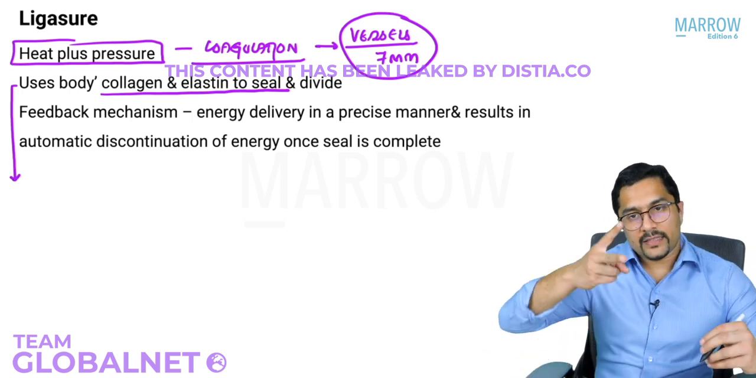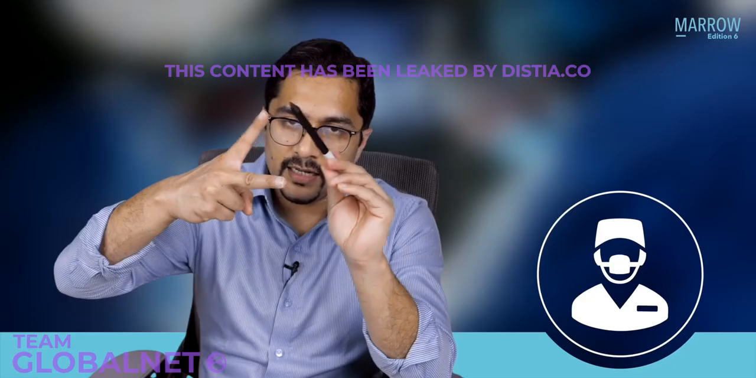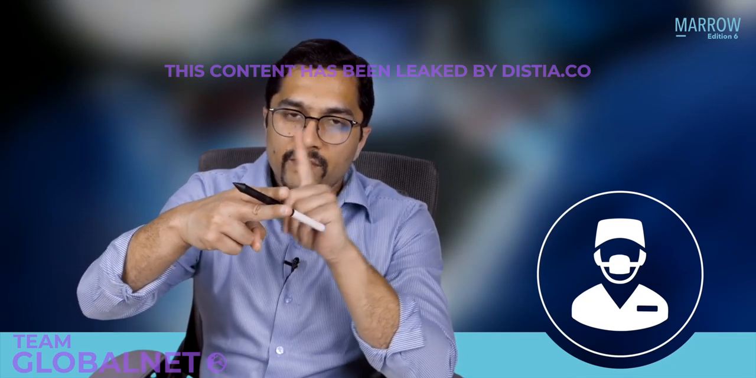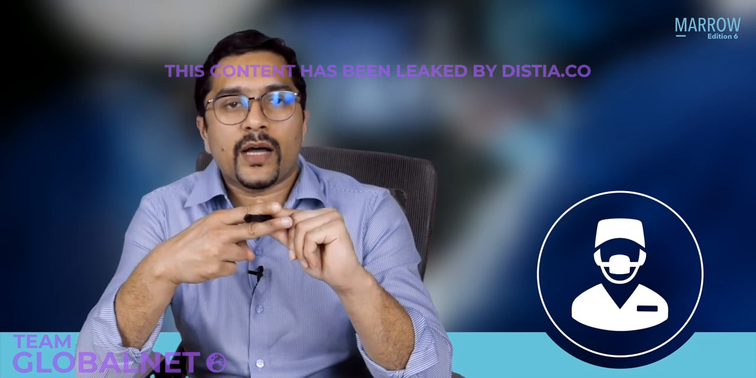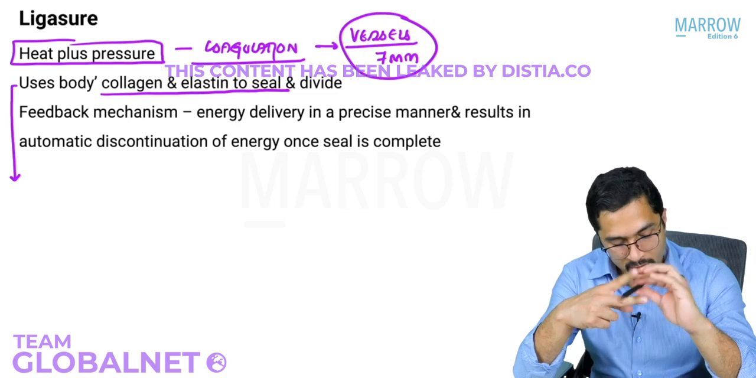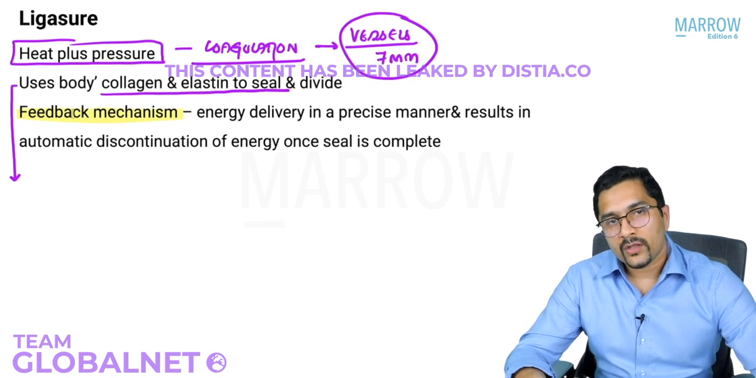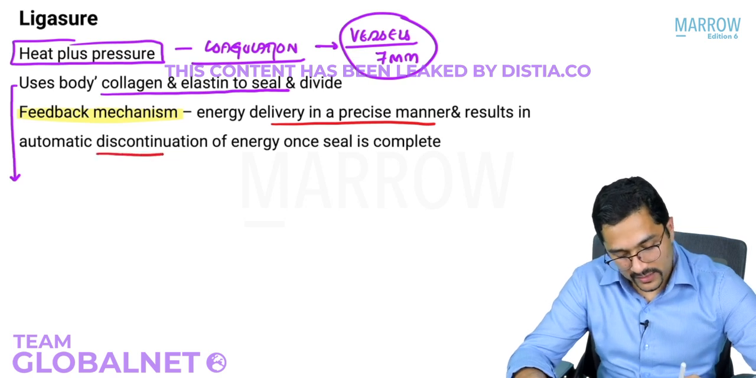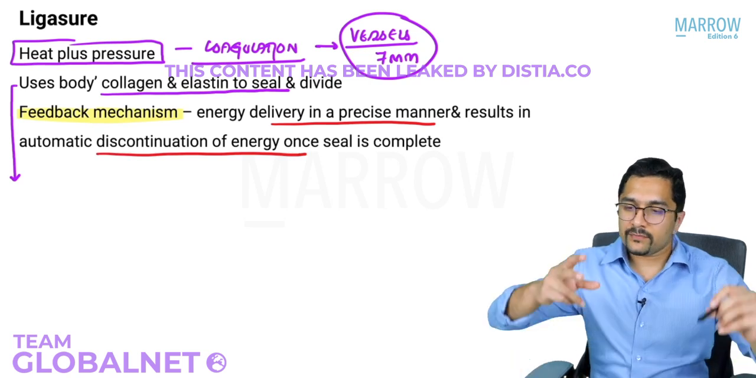is that there are two prongs. One blade is here, another blade is here. And if this is the vessel, we'll apply it on the vessel and then we press a button. Now when we press this button, because of heat and pressure, the proteins get denatured and coagulation occurs, right? The collagen and elastin get denatured and coagulation will occur. Now the advantage is that there is a feedback mechanism. So that means that energy delivery is in a precise manner and it results in automatic discontinuation when the seal has occurred. What does this mean?